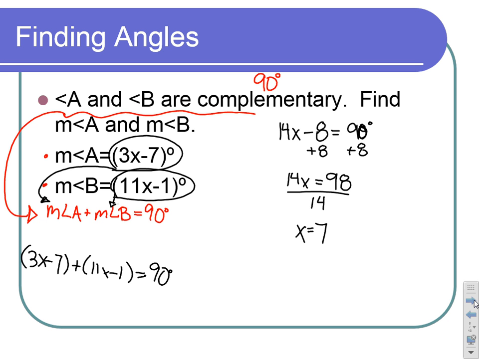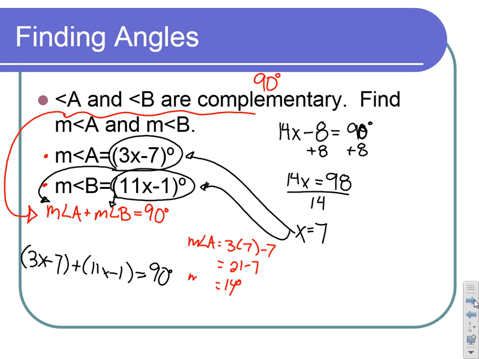Okay, but again, I don't want to put a degree symbol there because that's only what x is. So I need to go back and plug it in for A and B. So the measure of angle A in red here is 3 times 7 minus 7. Okay, so 3 times 7, hopefully you're saying to yourself, that is 21. And then when I subtract 7, I should get 14. Now I can put a degree symbol for the measure of angle A.